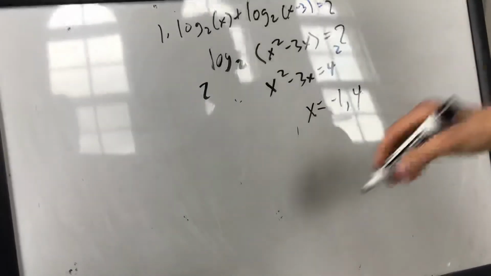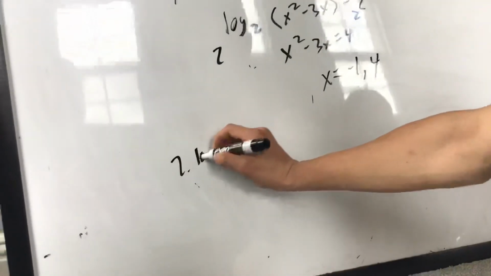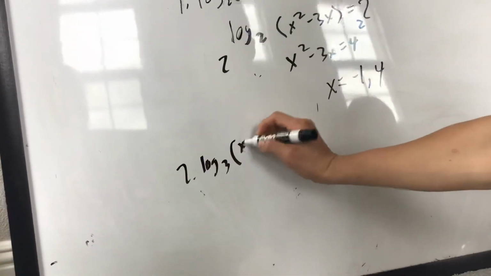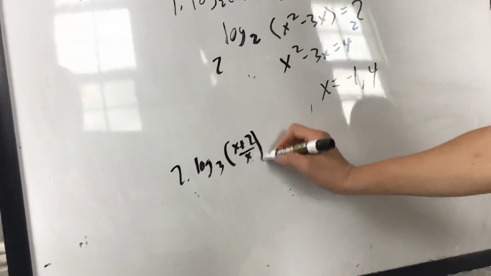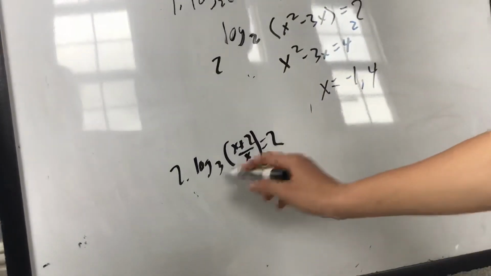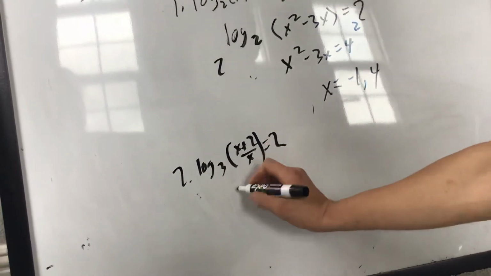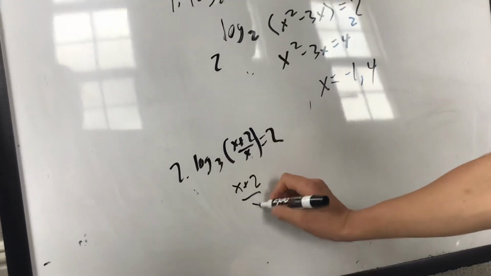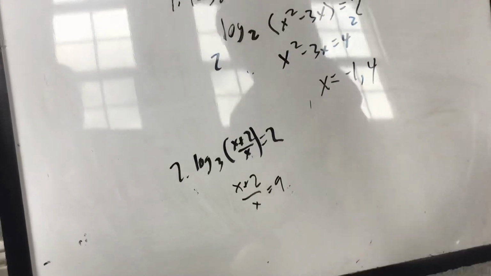Now, the second one we'll do is log 3 of x plus 2 over x equals 2. You can just put 3 to the power of both sides, so you'll get x plus 2 over x equals 9, and I'm sure you could do it from there using basic algebra.